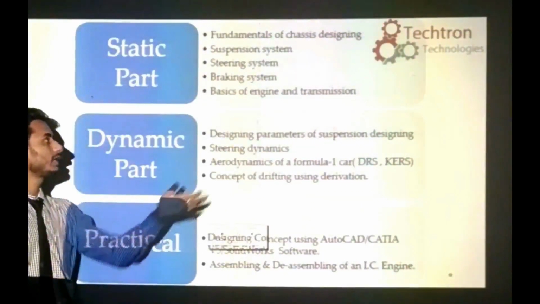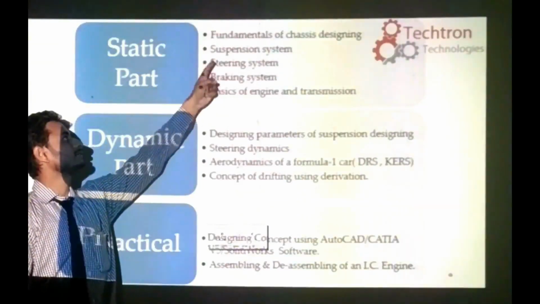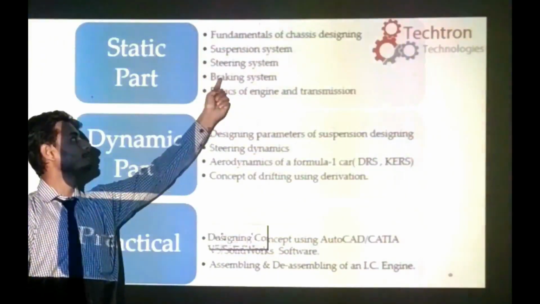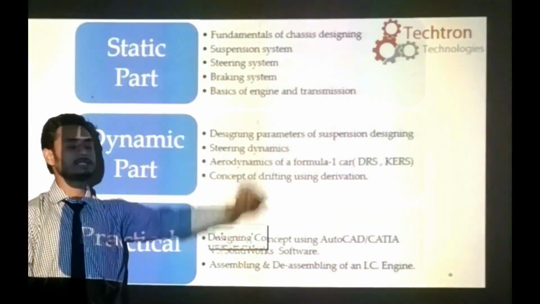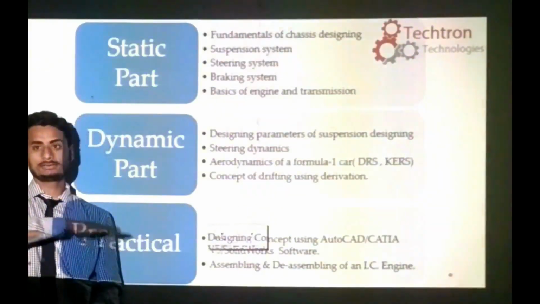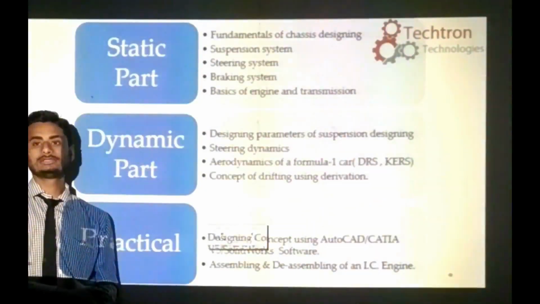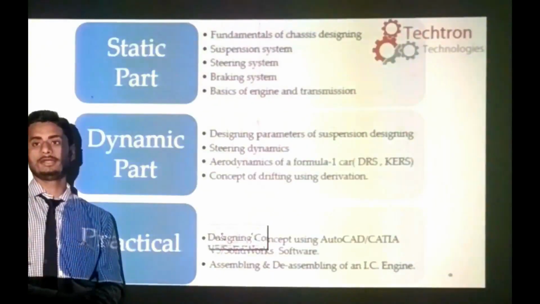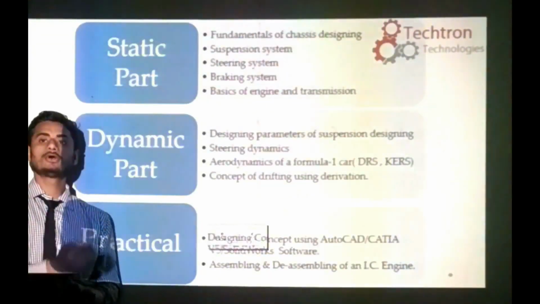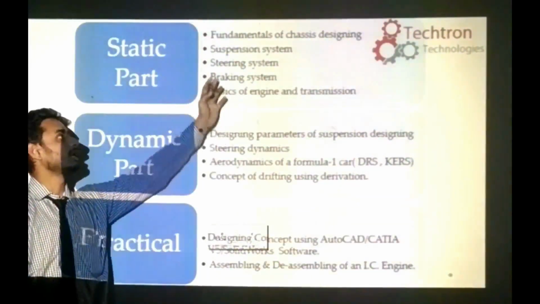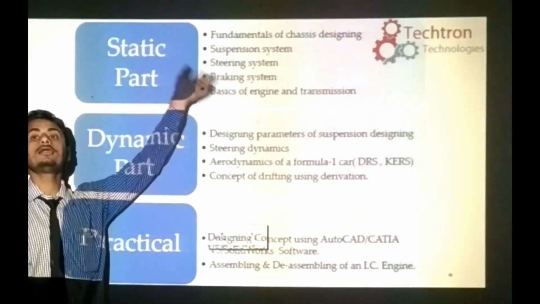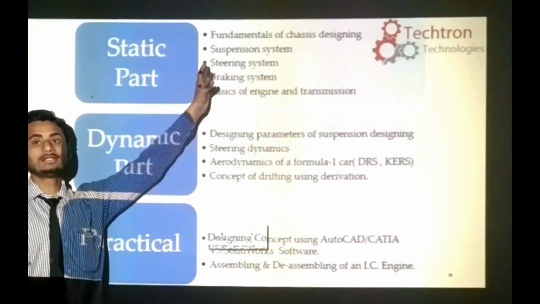Next, we will go through the statics like suspension, steering, braking, and the basic engine and transmission system. These are the basics of all the units of an automobile. You have to understand what these things are, and only then can we go through the design and dynamics of this portion. That is the main thing.